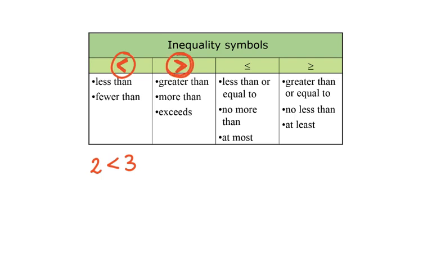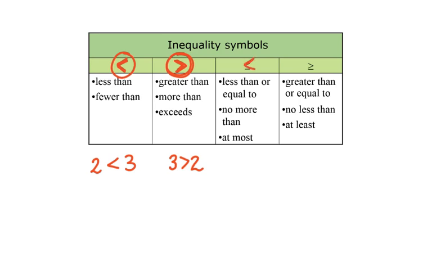This you say greater than or more than or exceeds. So we could just flip this same example around and say 3 is greater than 2, or 3 is more than 2, or 3 exceeds 2. Okay? So that's greater than, less than.